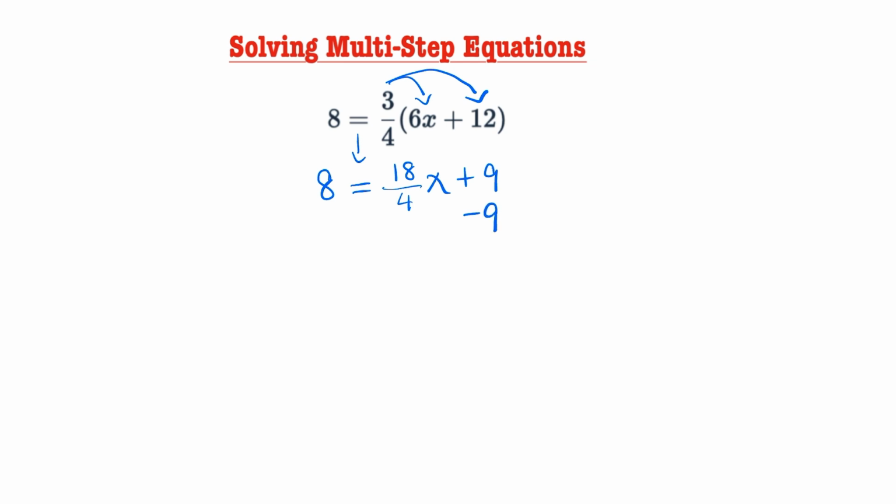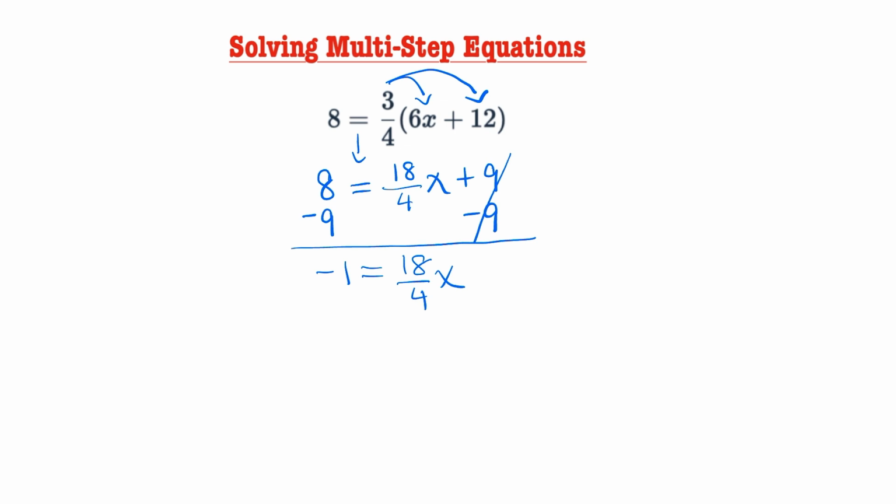Of course, whatever you do to one side of the equal sign, you do to the other. So I'm also going to go on the left and do minus 9. All right, 8 minus 9 is -1. Bring down that equal sign, bring down that 18/4 x, and then 9 minus 9 is 0, so it's going to cancel out because 0 plus 18/4 x is just 18/4 x.